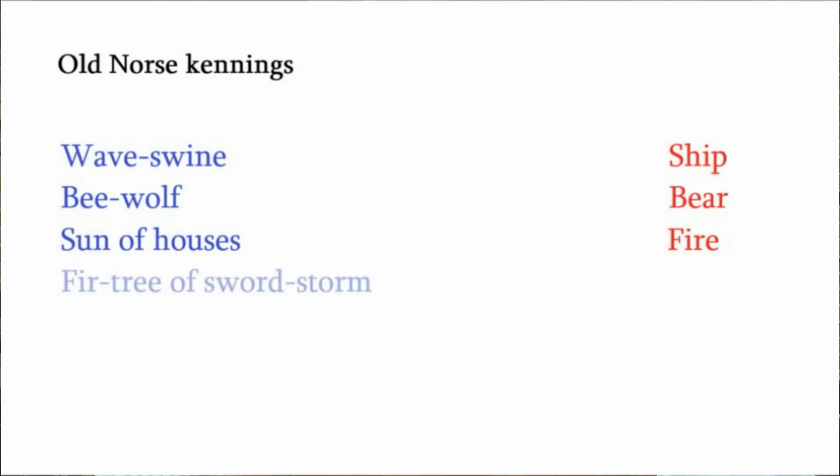Such as the fir tree of the sword storm. What's that? Let's decode. Sword storm is when swords are raging. It's a battle. A fir tree was a ready-made metaphor for a man. Therefore, the fir tree of the battle or the fir tree of the sword storm is a man taking part in a battle. That is a warrior.